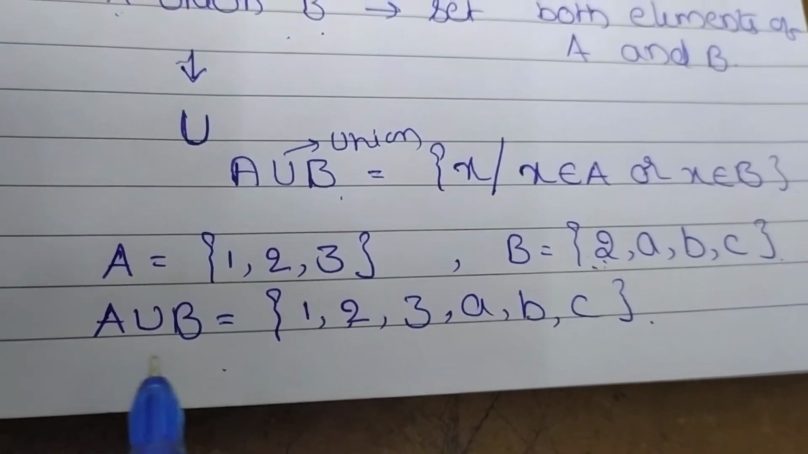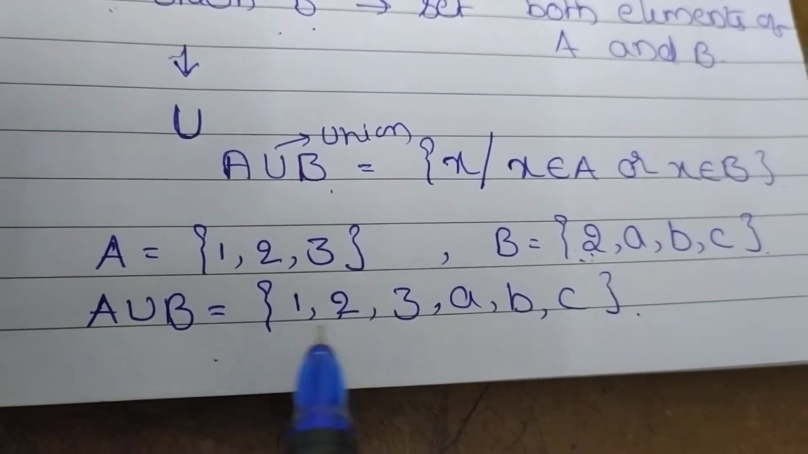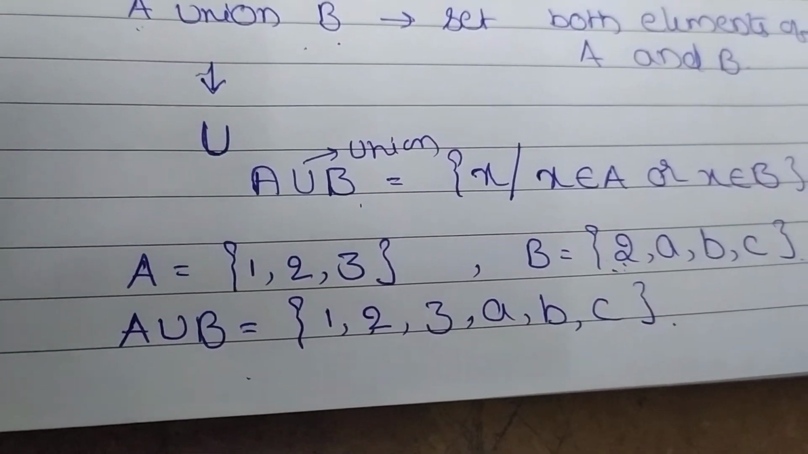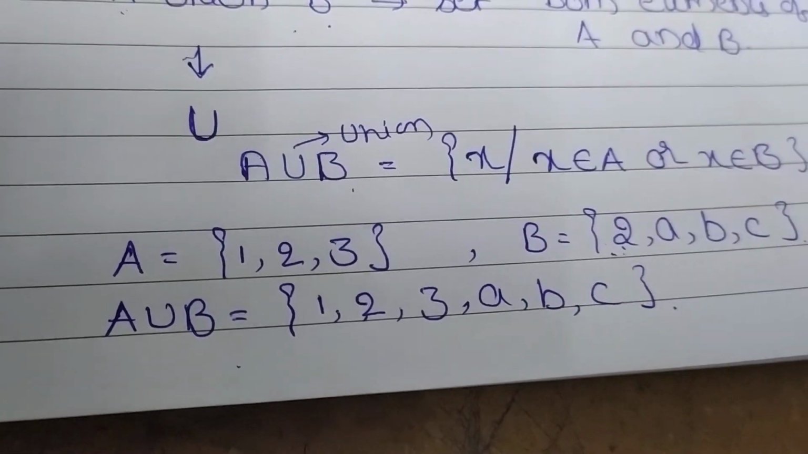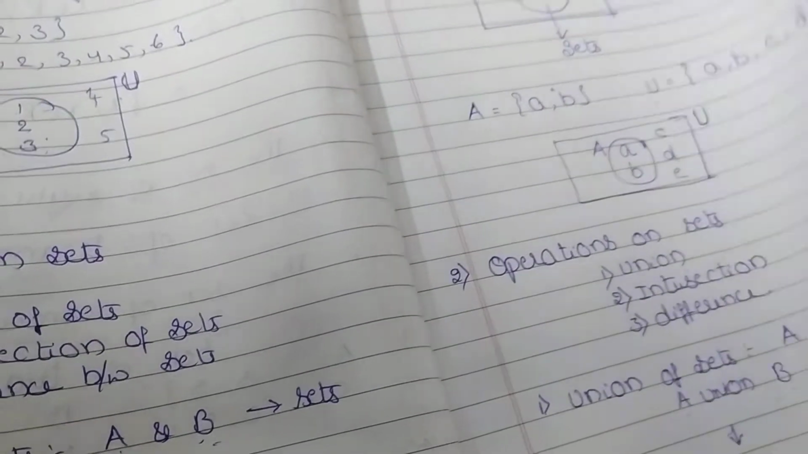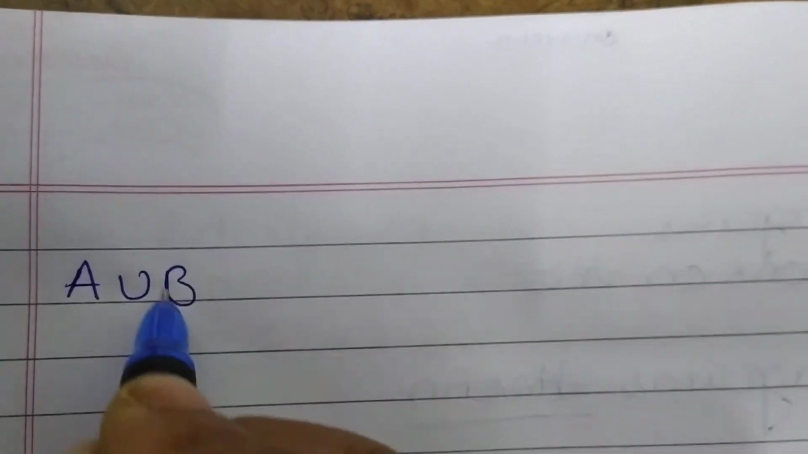This is how we find the union of two sets. The union of two sets is nothing but the set of all the elements of both A and B. If any element is repeating, we should not write it twice. Now, let us see how we represent this A union B by a Venn diagram.